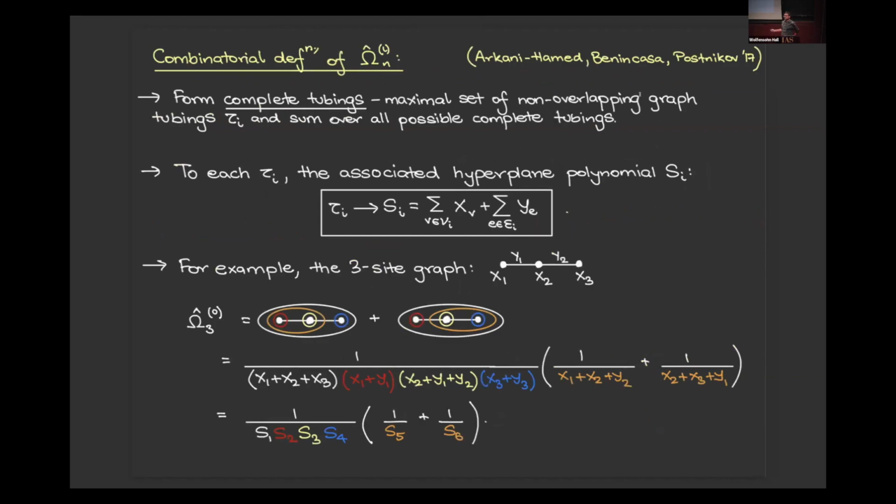Now, apart from being described by Feynman rules, the flat space wave function coefficient omega hat admits a purely combinatorial description in terms of graph tubings. To compute omega hat for any generic n-site L loop graph, we need to sum over all possible complete tubings. By a complete tubing, I mean a maximal set of non-overlapping graph tubings. Given a graph tubing tau I, we associate a hyperplane polynomial, which is linear in the uppercase x's and linear in the y's. For example, for the three-site graph I have here, if we pick the yellow tube, we see that it encloses the second vertex, which has a weight x2, and it intersects both the internal edges y1 and y2. So we assign to it a polynomial x2 plus y1 plus y2. Similarly, we can associate the various polynomials depending on the various tubes involved in the complete tubing.